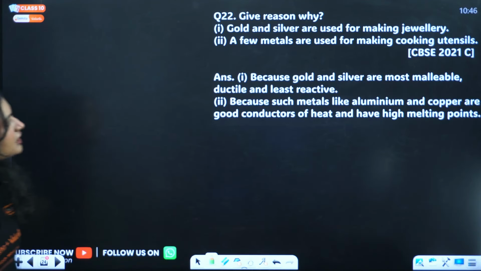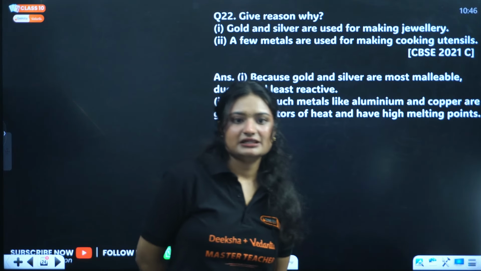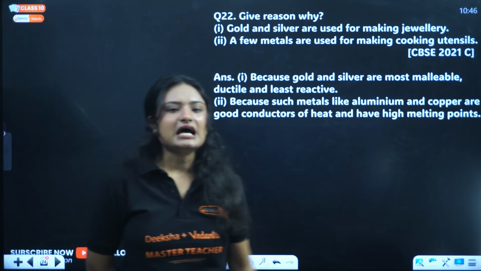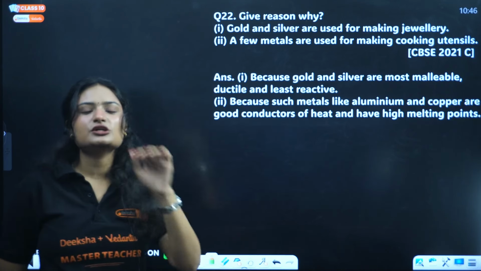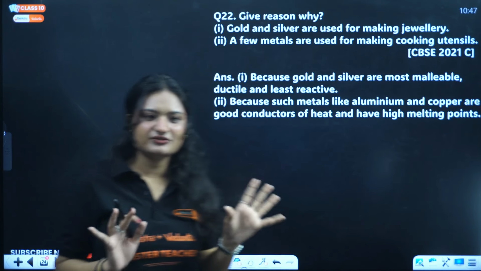Next question. Gold and silver are used for making jewelry because they are highly malleable and least reactive. They do not react at all and they are malleable, plus they are shiny. You can draw them into wires, you can beat them into sheets, and they are shiny. That's why we wear them.